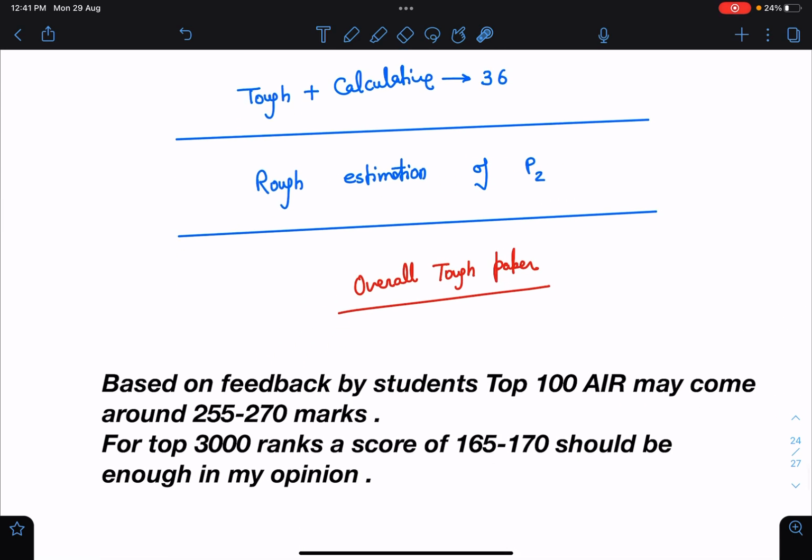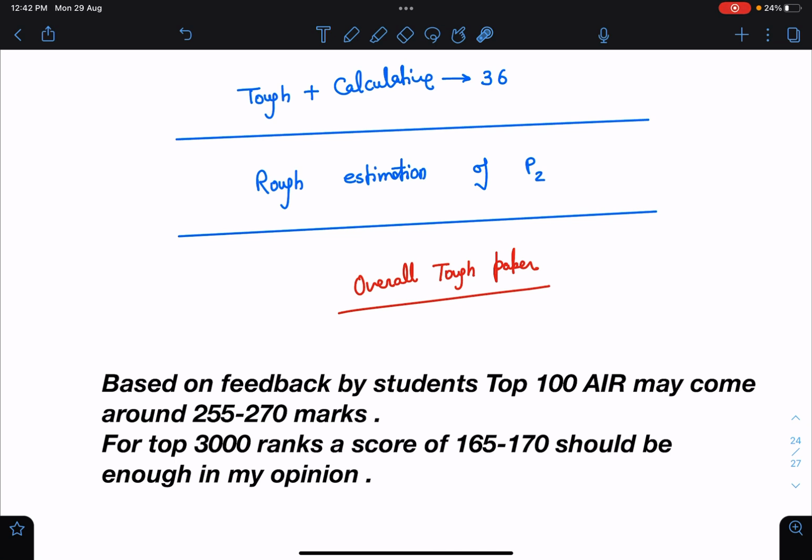So based on the feedback by the students, I feel if we take the effect of all three papers, the top 100 all India rank may come around maybe 255 to 270 marks somewhere, and maybe plus minus 5-10 marks here and there we can take. And for top 3000 rank, I think 165, 170, 175, this kind of score should be more than enough, I guess, in my opinion.